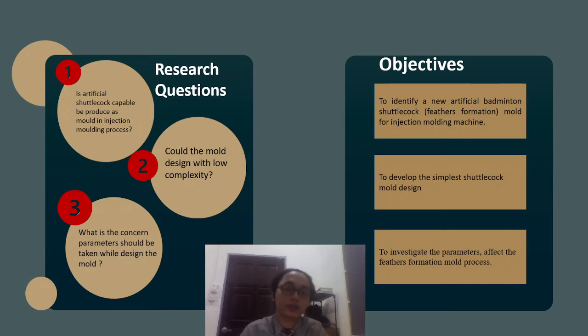Then, the questions can be answered by following these objectives. First is to identify the new artificial badminton shuttlecock with the formation mold for the injection molding machine. Second is to develop the simplest shuttlecock mold design. And the third is to investigate the parameters that affect the feather formation mold process.